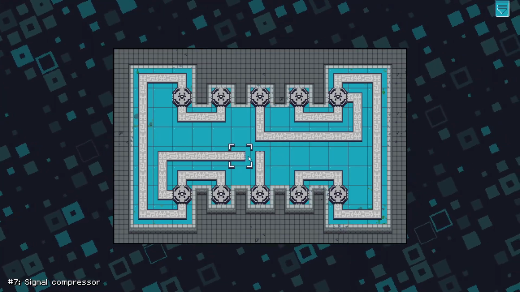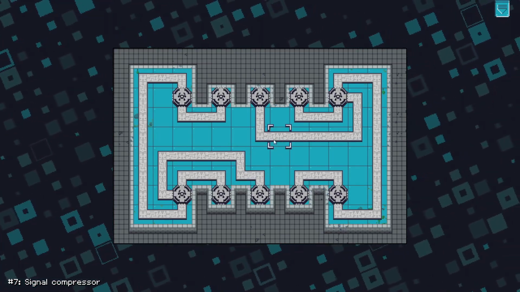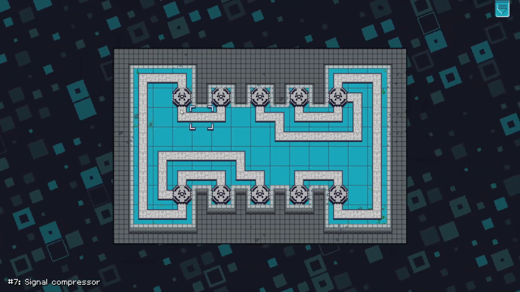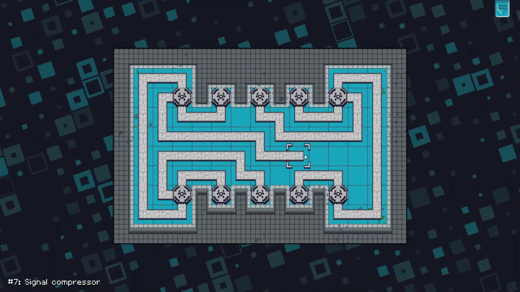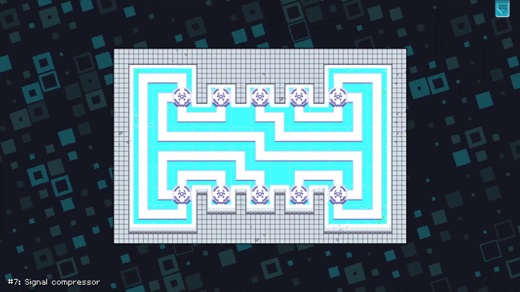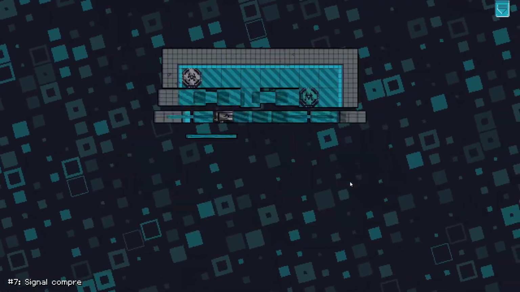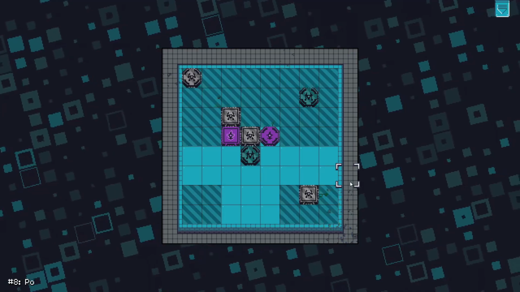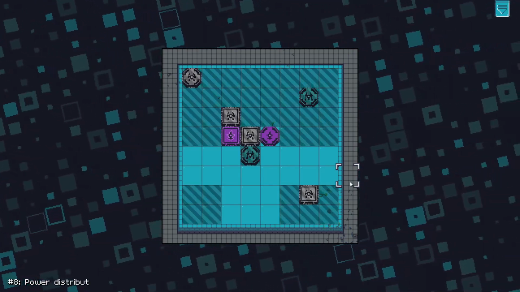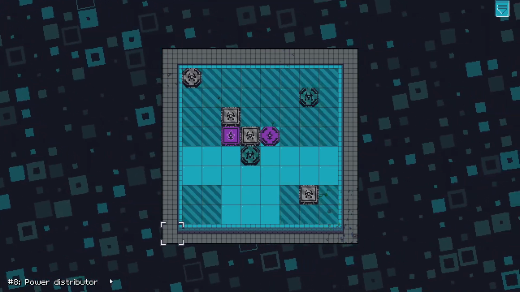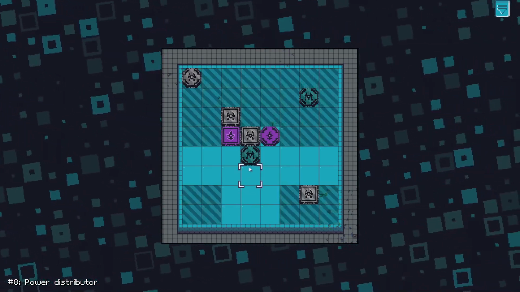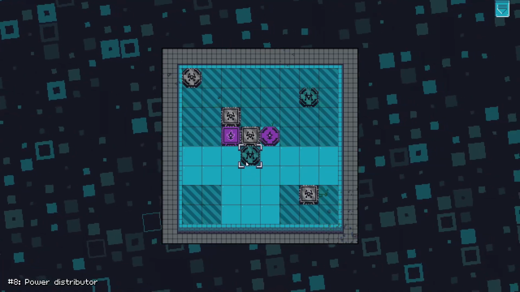I think I see what I need. Can I still do it with the layout that I've set for myself? I think so. I need one of these. Ah. There we go. Cool. That was fun. Power distributor. All these level names kind of sound the same to me. I feel like I've already done one called Power Distributor, but I guess maybe I haven't.